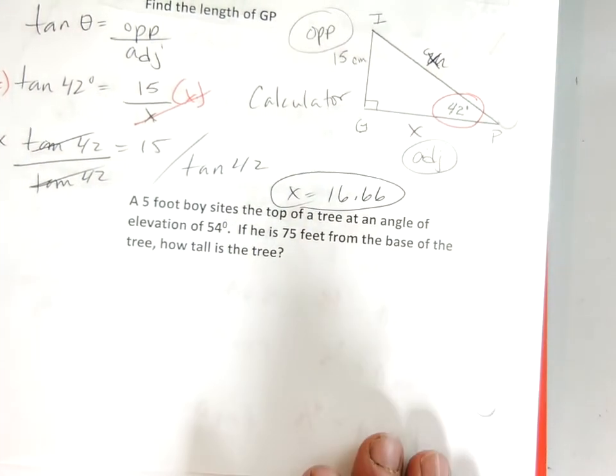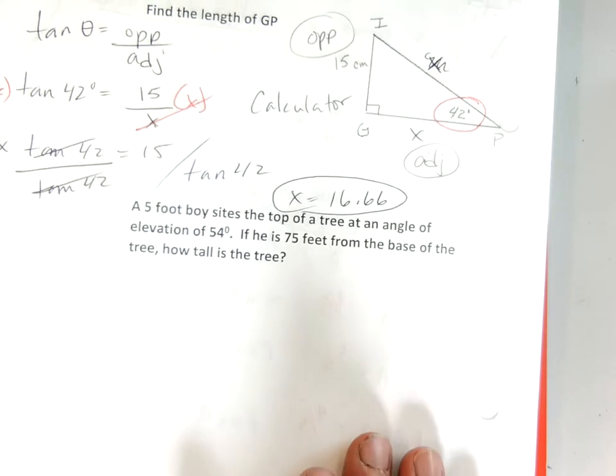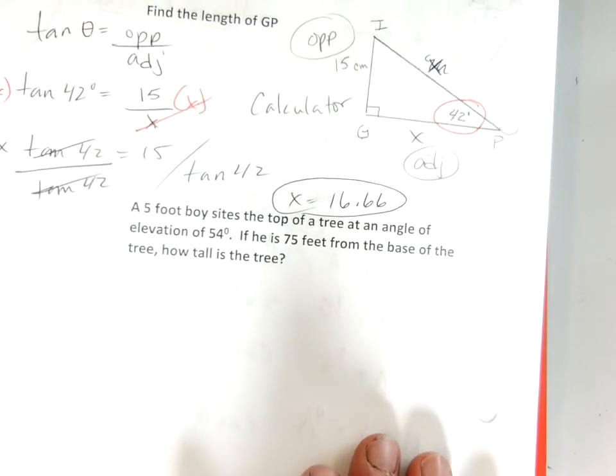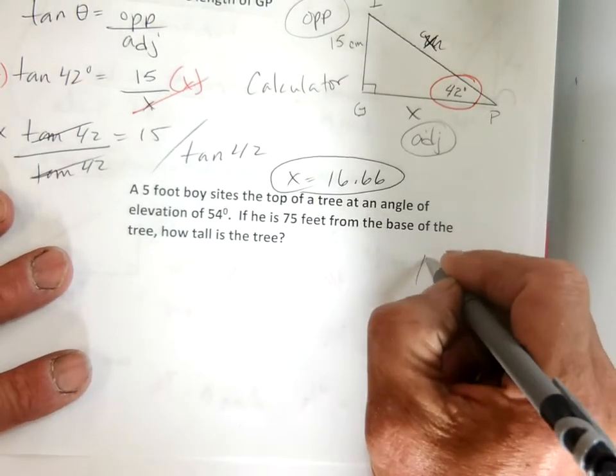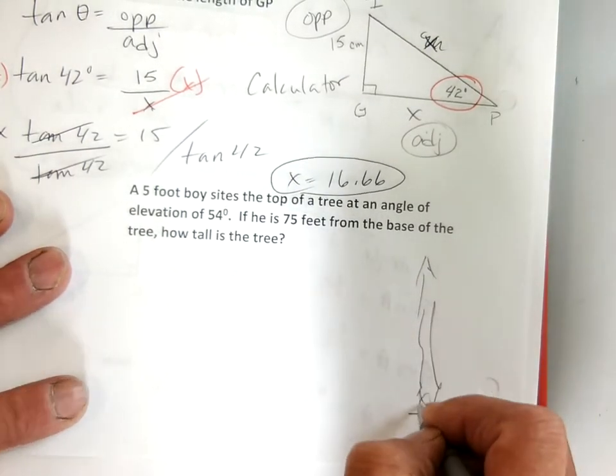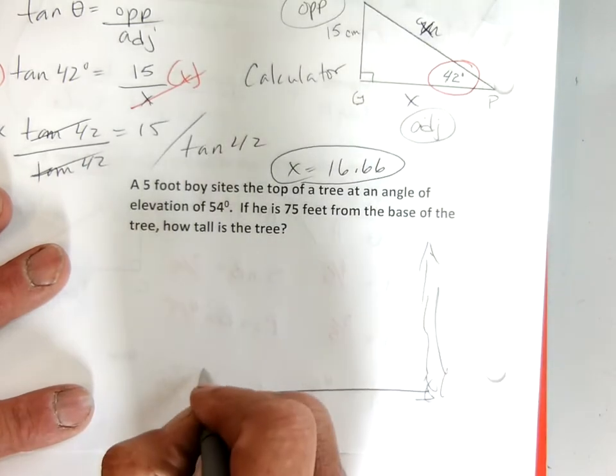Okay, last one. A 5-foot boy. Here we go. This is Axel. But Axel's taller than a 5-foot boy, and he's a young man. But sits on top of a tree. Here it is. Here's my tree. This is exactly the problem we just did. Here's Axel again.